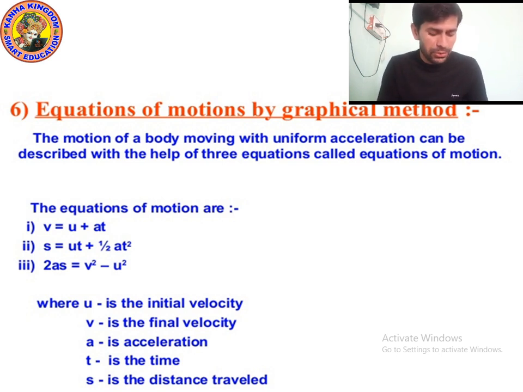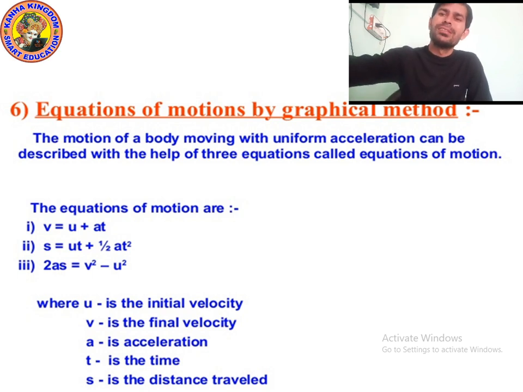Yes, v is equal to u plus at. And s is equal to ut plus half at square. 2as is equal to v square minus u square. Where u is the initial velocity, v is the final velocity, a is acceleration, t is the time, and s is the distance traveled. Isn't it easy? Yes, it's very easy. Now let's move on to the next point.